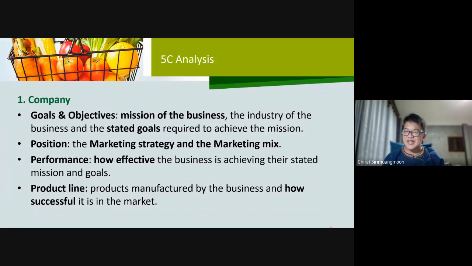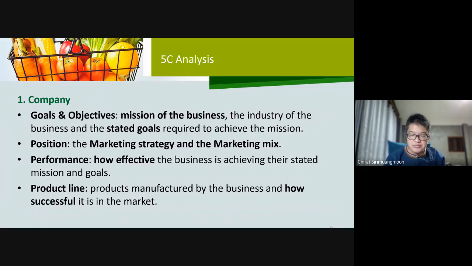Generating background analysis can be done with many methods, but for this class, I'm going to teach you the one called 5C analysis. The first one is the company. We just talked about the company, but in this situation, we're going to talk about the company in terms of goals, objectives, and missions of the business. The most important thing is the mission. Mission comes first and then goals and objectives come later. So your company or your organization should have the mission quite clear at first.